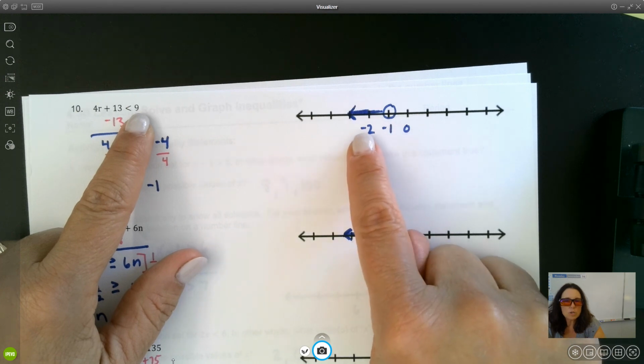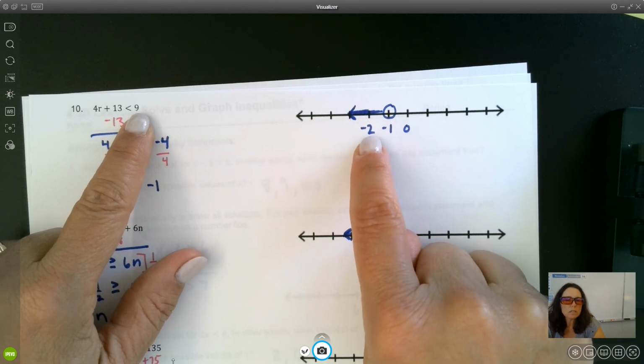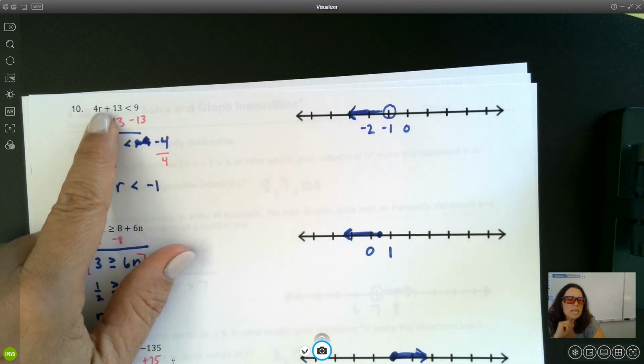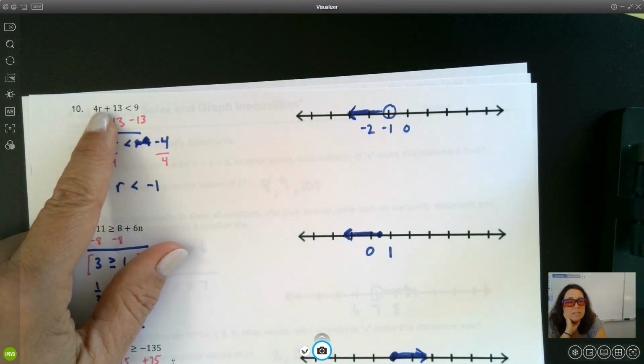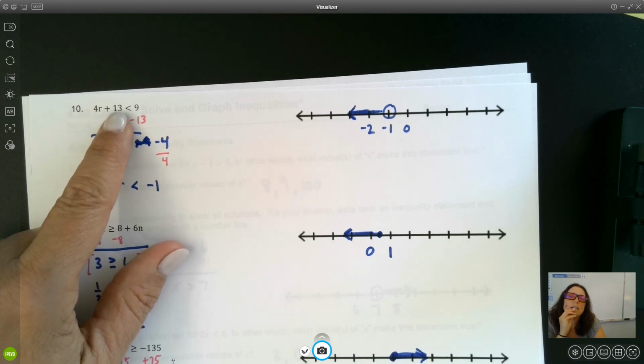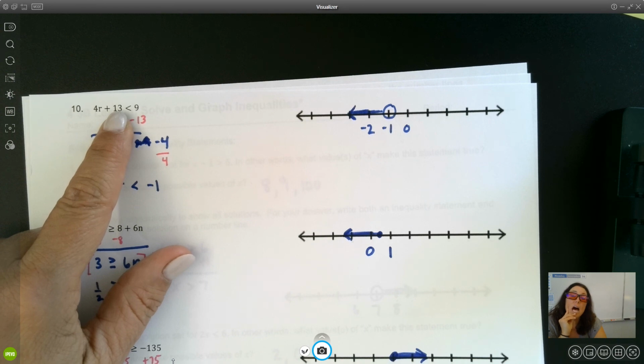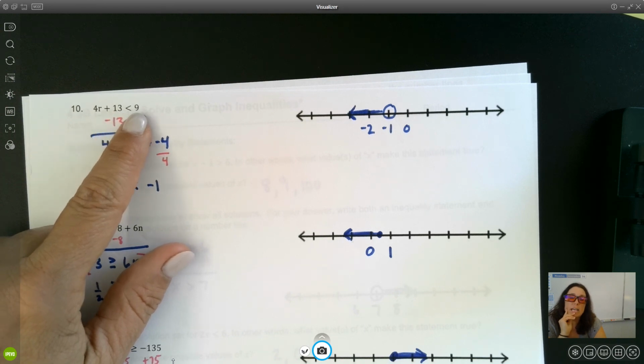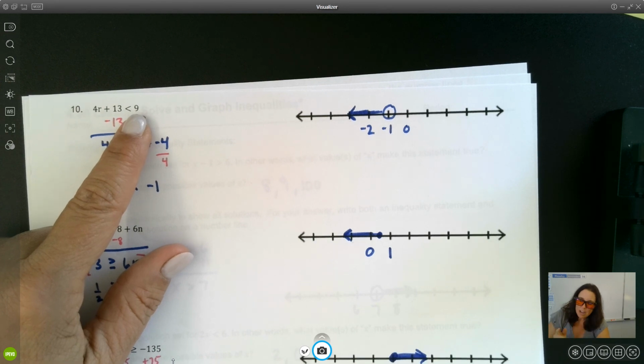Now, should negative 2 work? Yes, it's shaded. Negative 2 should work. Let's throw it in there. If we throw a negative 2 in there, we'd have negative 8. Negative 8 plus 13. We good with 5? 5 is less than 9. That works. So that's how you check these.